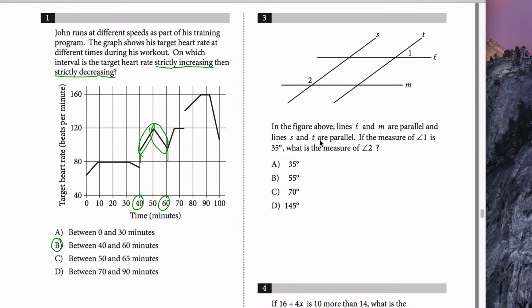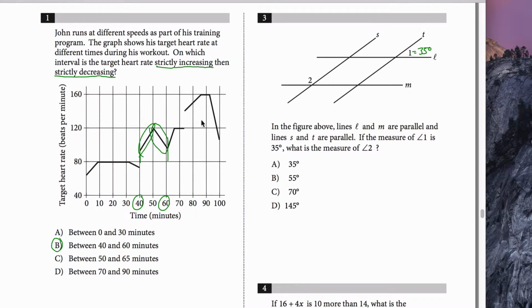All right, number 3. In the figure above, L and M are parallel as they appear to be, and T and S are parallel as they appear to be. And you're told that the measure of angle 1 is 35 degrees. So this measure here is 35 degrees. And you're asked what this angle measure is. It turns out it'll be the supplement of 35 degrees.